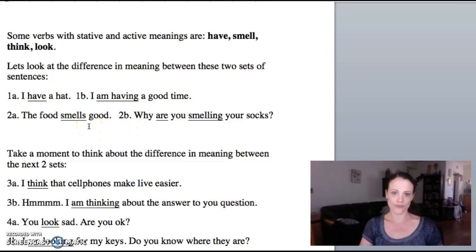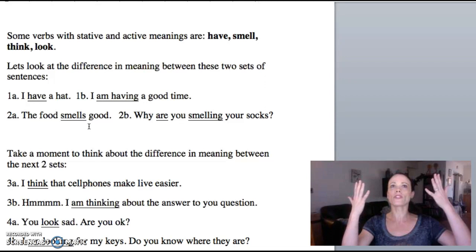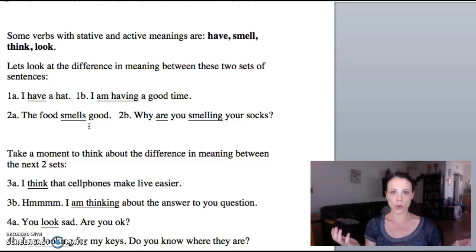Let's look at number 2. The difference might not seem obvious at first. The food smells good. And why are you smelling your socks? So in the first case, the food smells good. Imagine I walk in the room, I smell the food. It's like I have no choice. I'm not trying to smell it. I'm not doing something, right? We just say the food smells good, not the food is smelling good.